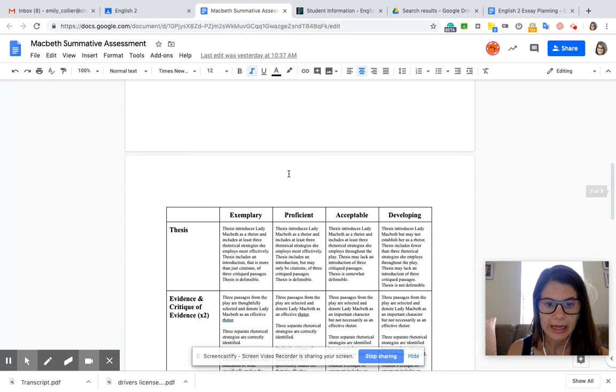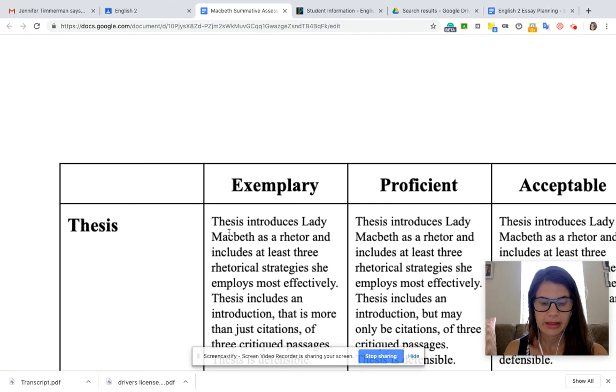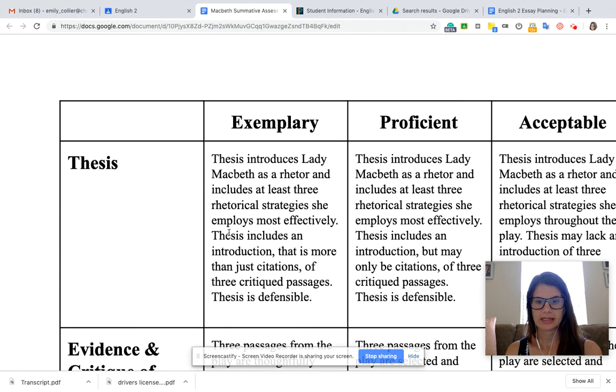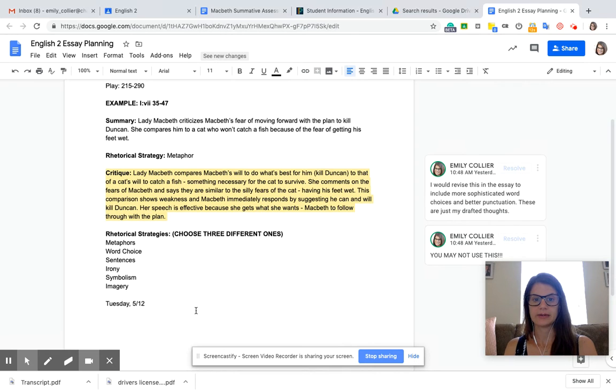Now the rubric, in order to be exemplary for the thesis, I need to introduce Lady Macbeth as a rhetor, so I need to say that she's a persuasive speaker, and I need to include at least 3 rhetorical strategies she employs most effectively. The thesis should include an introduction that is more than just citations of 3 critiqued passages, and it should be defensible, meaning somebody should be able to disagree with me. So I need to make sure I include this, more than just citations, but of 3 critiqued passages.